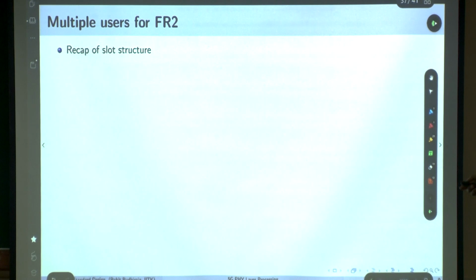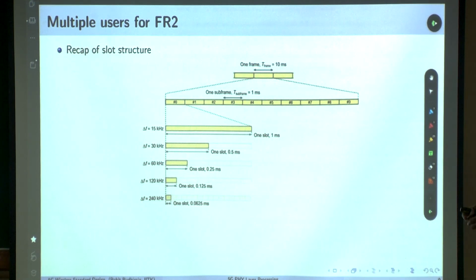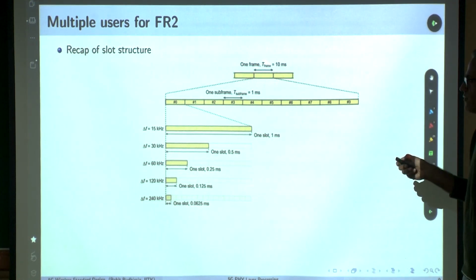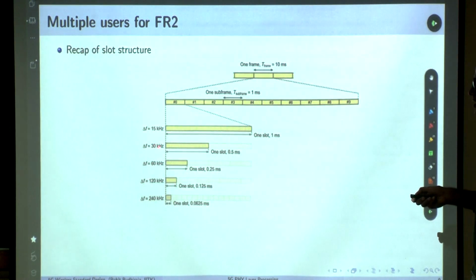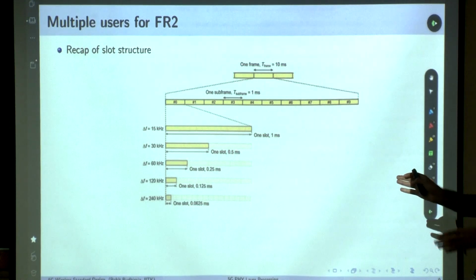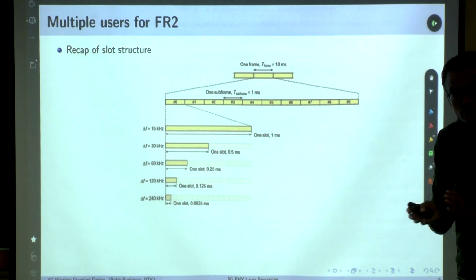Okay, let's see that. So how do you serve them? The one way I showed requires you to keep extending the number of RF chains. What is the other way? If you go back to the slot structure, remember this? One frame is 10 milliseconds. If the subcarrier spacing is the typical FR1 spacing of 30 kilohertz, the slot duration is 0.5 millisecond. This is one slot, and let's say you give one symbol to each user.